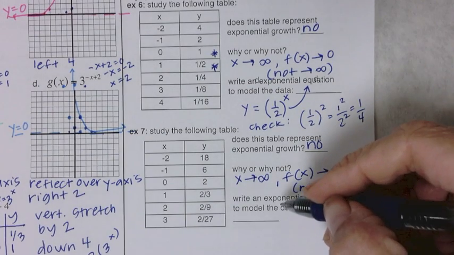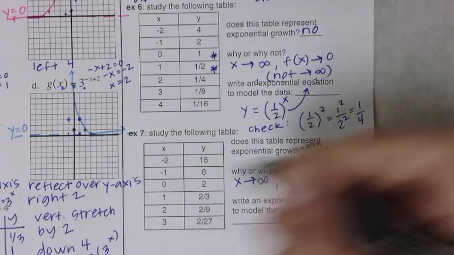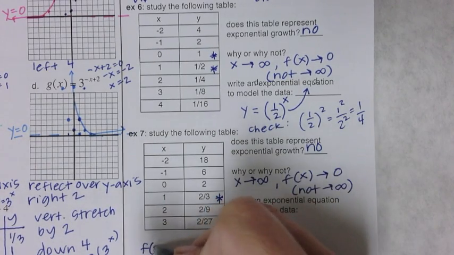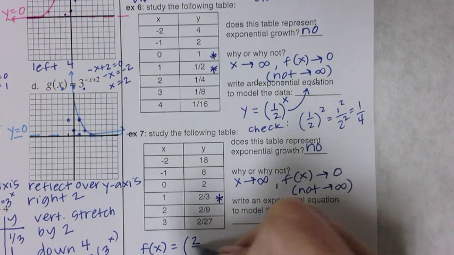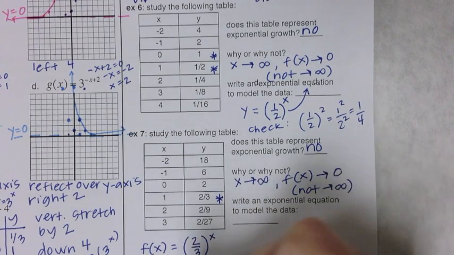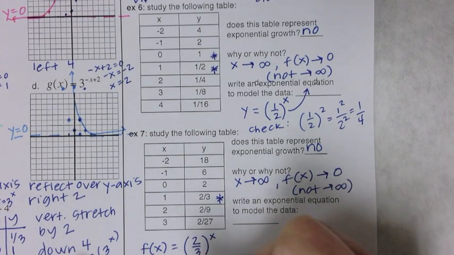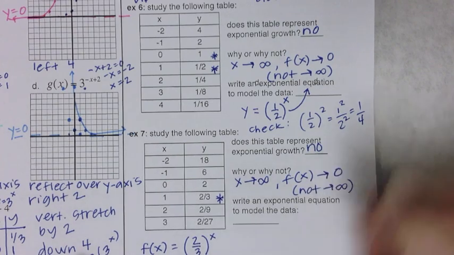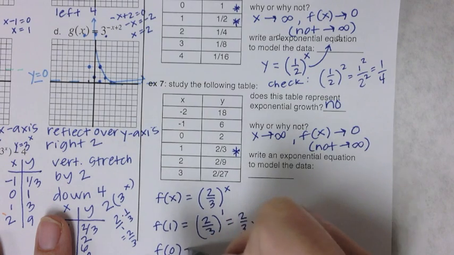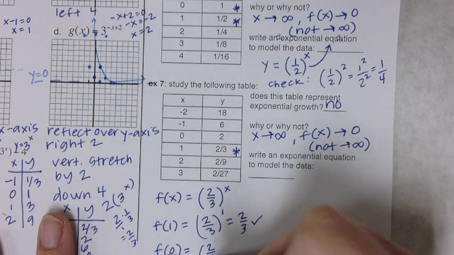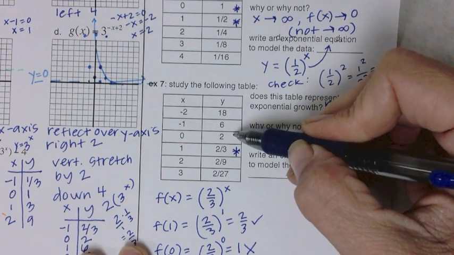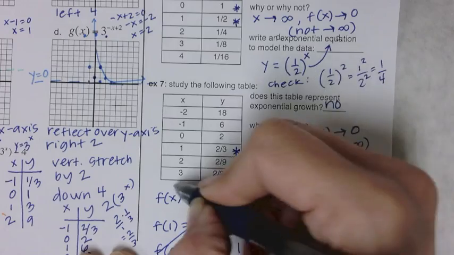So if we try to write an equation that models that data, the first thing we want to check is anything to the first power. So we start there and we're like, okay, a good guess for writing this is 2/3 to the x. When I do f of 1, I get 2/3 to the first power, which equals 2/3, and that checks out. However, when I do f of 0, I get 2/3 to the 0 power, which is 1. That does not work out because when you plug in 0, you're supposed to get 2. So this way is not going to work out.